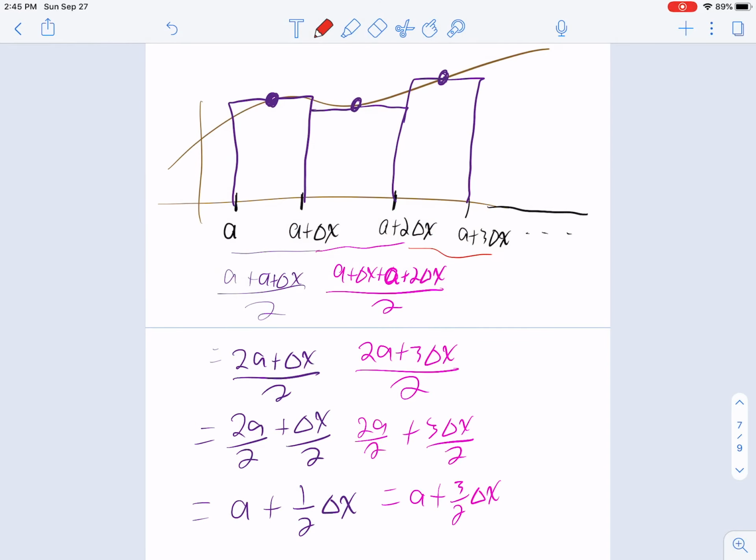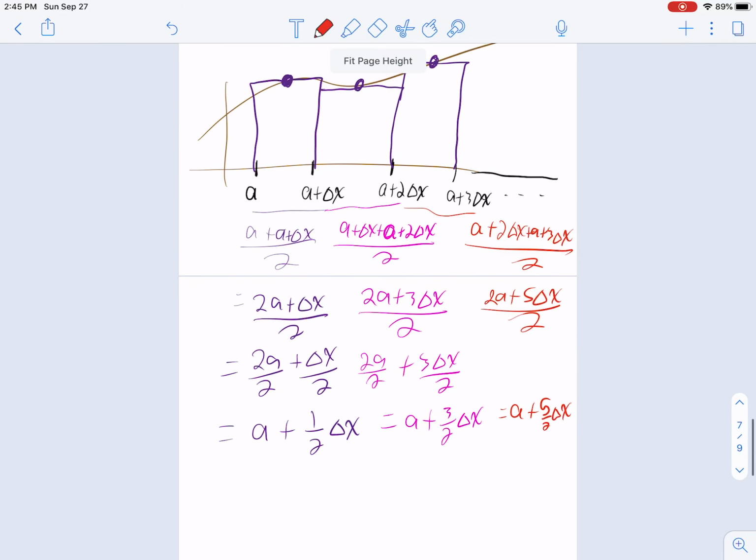If you do the next two, we have A plus 2 delta x plus A plus 3 delta x over 2, which is 2A plus 5 delta x over 2. And if we follow the same pattern we have here, we have A plus 5 over 2 delta x. Okay? And we can keep going.